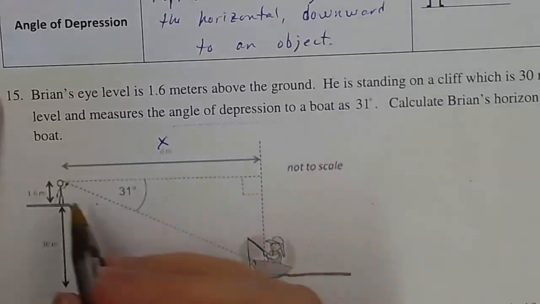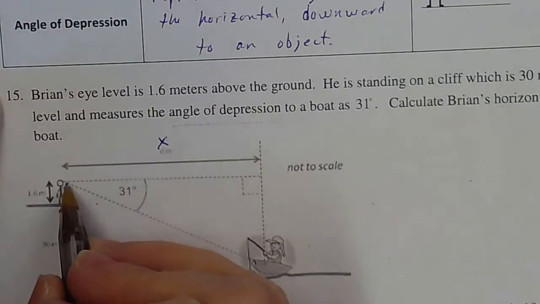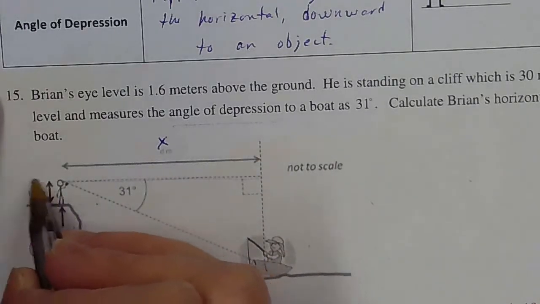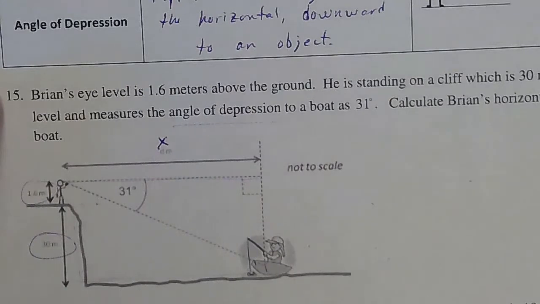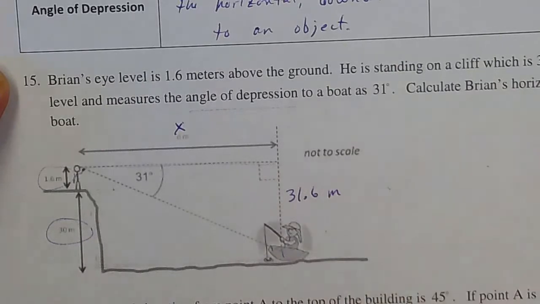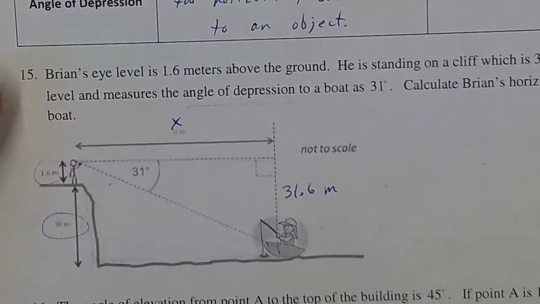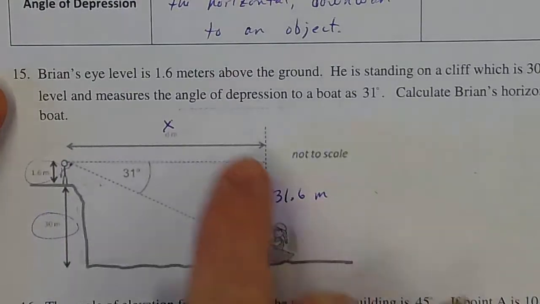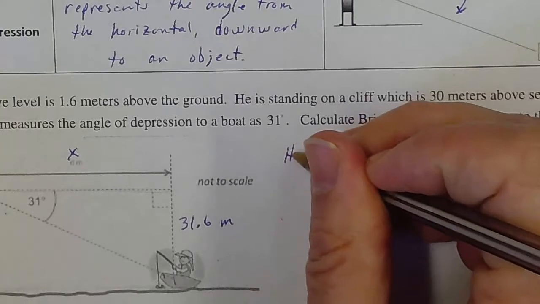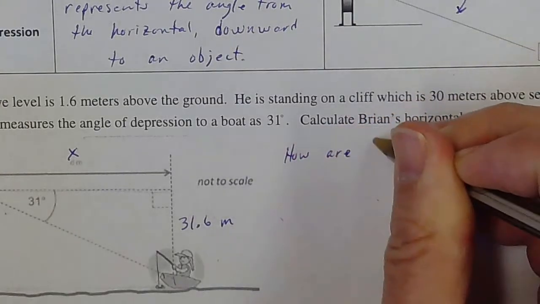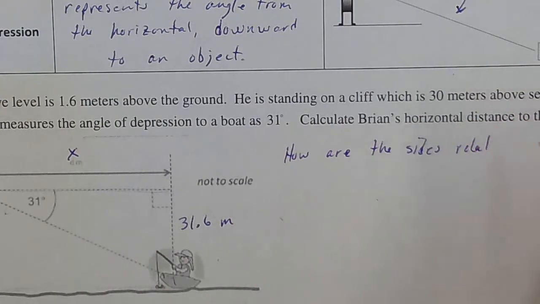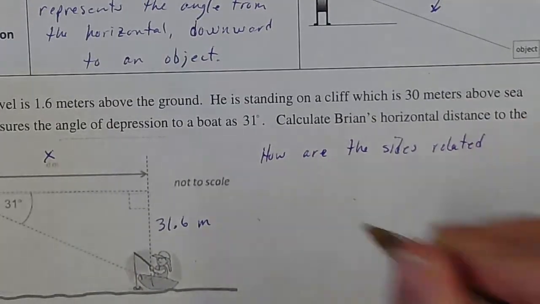All right, now we do know this because angle of depression is measured from the horizontal. So if I transfer this across, we've got 30 plus the 1.6 meters. So this side length is 31.6 meters. Okay, so in finding unknowns of a triangle right here, when we're going to use trig, here's the key question you want to ask yourself: how are the sides related to the angle?